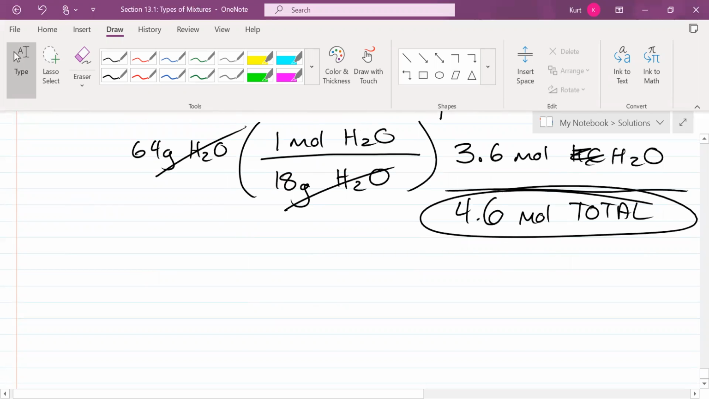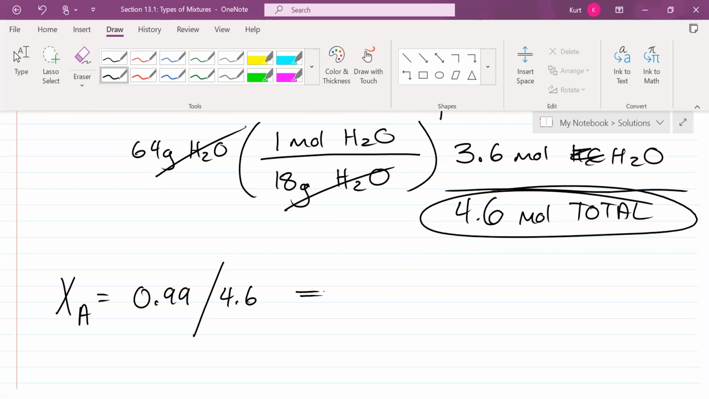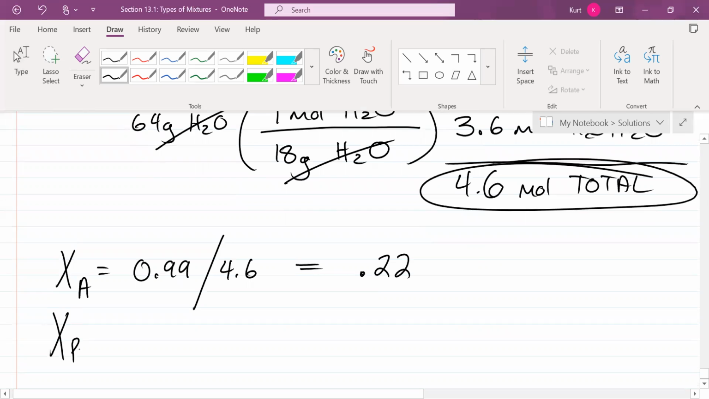So as I said earlier, X of A is going to be the mole fraction of hydrochloric acid. So you're going to do 0.99 divided by 4.6. Let's figure that out. That's going to equal about 0.22, which is 22%. Then X of B, that represents water. Looks like we have 3.6 divided by 4.6, which is 0.78.